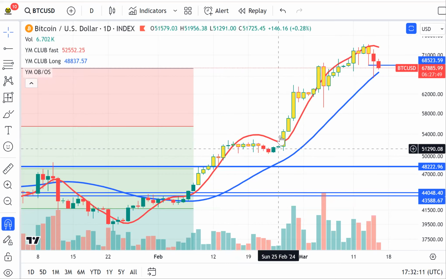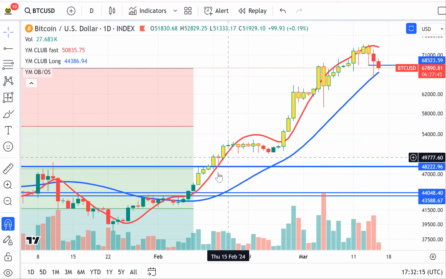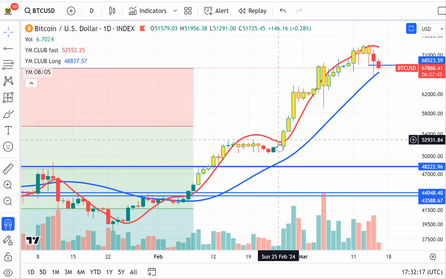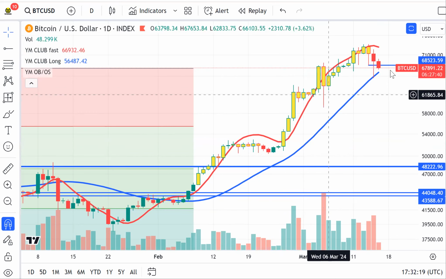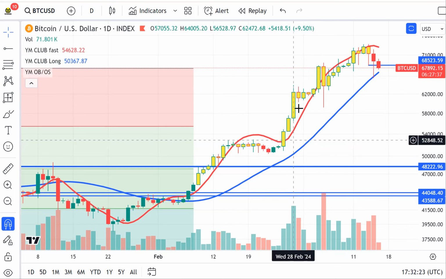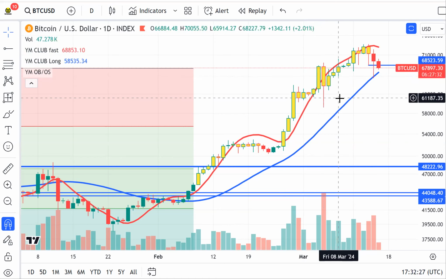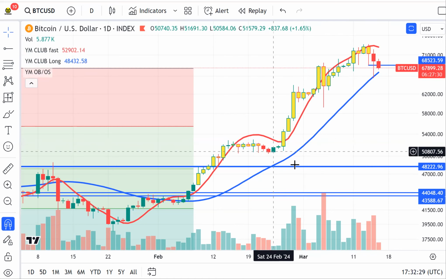For short-term investors, you can trade with this red line. You buy when they go above this, you sell when they drop below this. This is for very short-term investors, to catch the wave of going up, but also to avoid the wave of going down.